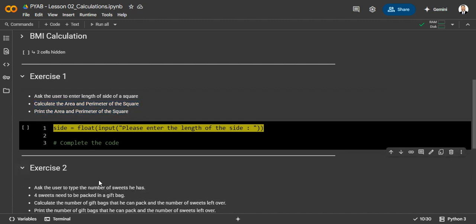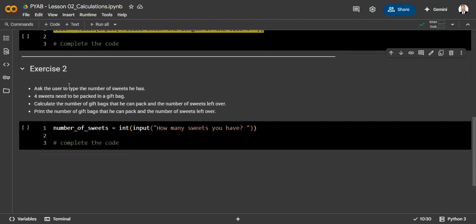What is in exercise 2? Ask the user to type the number of sweets he has. Let's say I have 90 sweets, and 4 sweets need to be packed in a gift bag. I'm preparing gift bags for an event. In every gift bag, I need to put 4 sweets. So what is the total number of bags that I can prepare? Is there any number of sweets left over? Because I have 90.